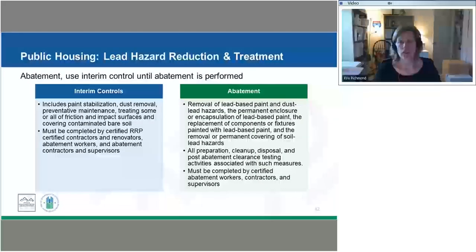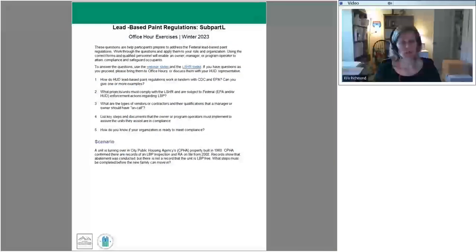So the last question is, how do you know if your organization is ready to meet compliance? Well, coming to these trainings is a good start, so you actually understand what the requirements are, how you're going to apply them. If you think about your program now, are there any gaps that you need to address? Is there anything you need to change for your policies and procedures? So having policies and procedures, having a plan on how you're going to do ongoing maintenance, how you're going to respond if you have a child with an elevated blood level.